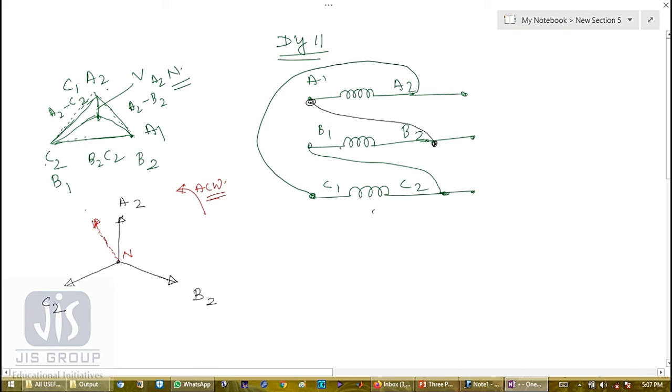So this is my A2. Okay. So this is my primary side VC2N. Somewhere in the 30 degree position here will be my low voltage side C2N.